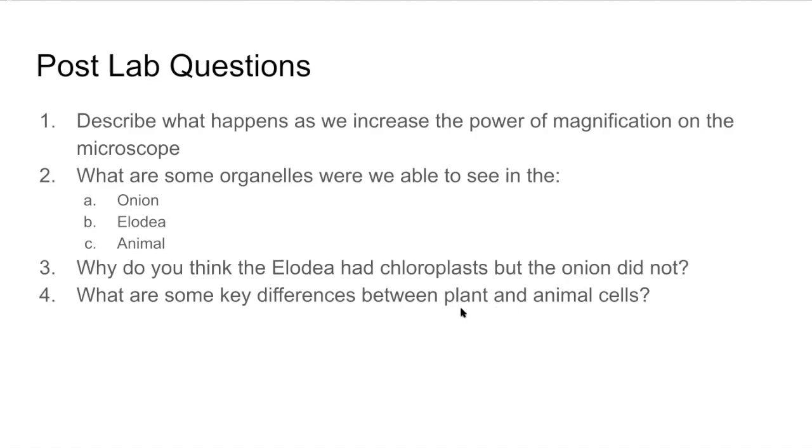Key differences we see between plant and animal cells. The plant cells, notice both of them had a cell wall, okay? Animals do not have a cell wall. In the plant cells, we were able to see chloroplasts with the elodea. In the animal cell, we're never going to see those chloroplasts. There are some similarities between plant and animal cells as well. Like we said, all of them have a nucleus and all of them have cytoplasm and a plasma membrane.